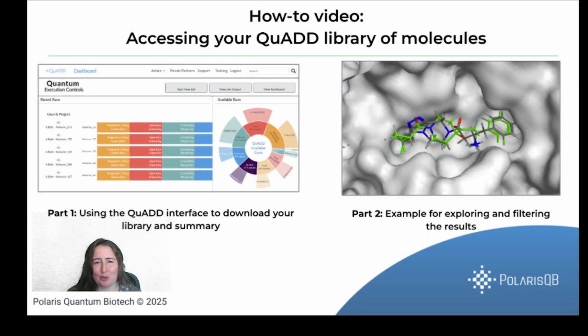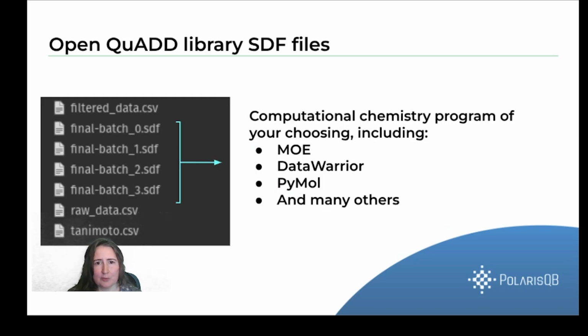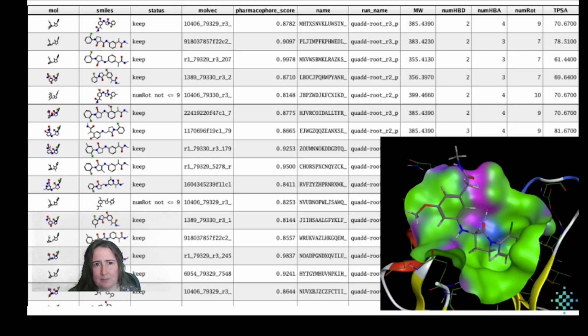So that is how to use the QuaDD dashboard to download your new library of 3D molecules in the Protein Pocket. And now we'll move on to part 2, which is about how to explore and filter the library. The first step is to open your QuaDD library SDF files using the computational chemistry program of your choosing. We typically use our Mo license and Data Warrior, as well as other programs well suited to opening SDF files.